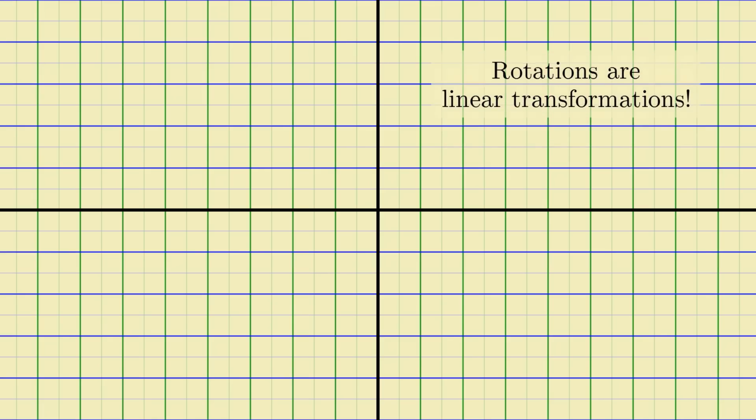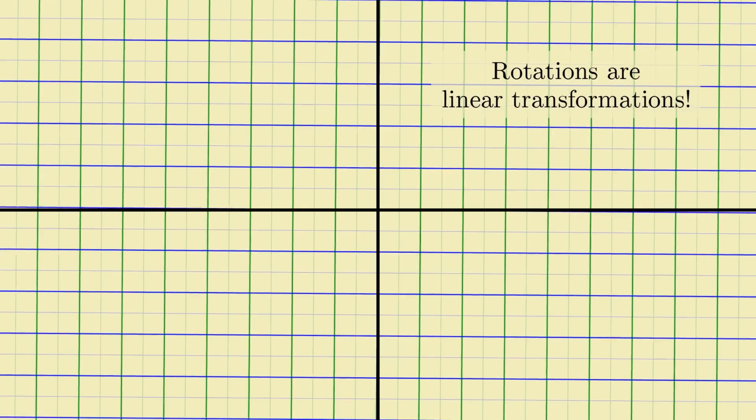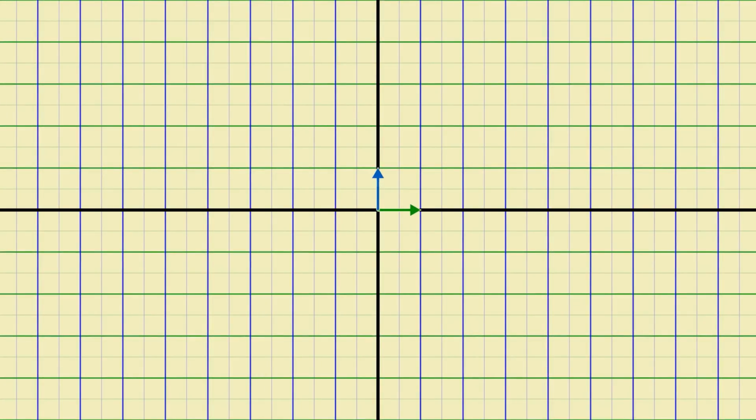Now, if we think about applying, say, a 90-degree counterclockwise rotation to the plane, you'll notice that the grid lines remain parallel and evenly spaced. In fact, they don't change at all, except for being rotated, of course. That means rotations are linear transformations, and we can find what matrix describes it by looking at where the basic unit vectors i hat and j hat end up after being rotated.